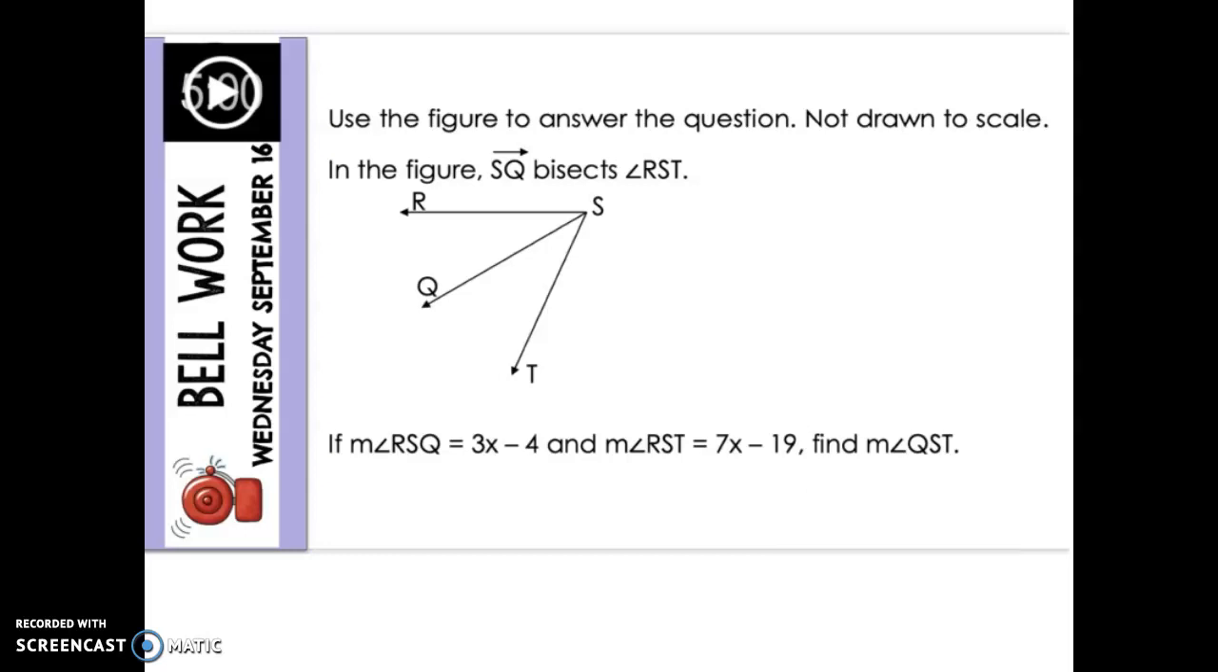Okay, today we're going to go over the answers to the bell work problem from Wednesday, September 16th. So this says, use the figure to answer the question, not drawn to scale. That means we can't use the protractor to try to measure this because it is not drawn to scale. That won't give us an accurate answer.